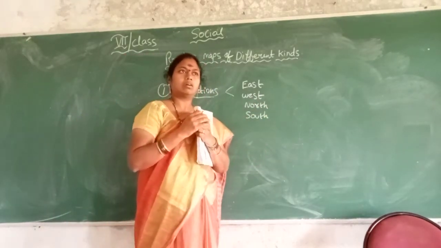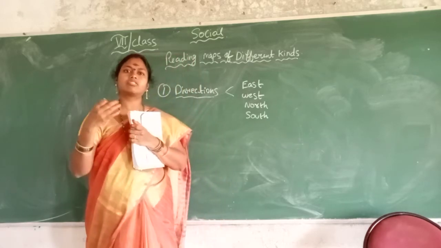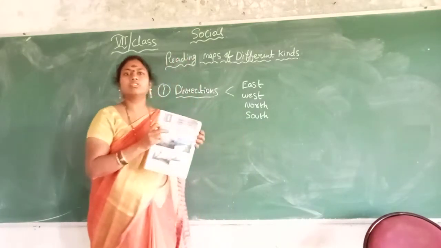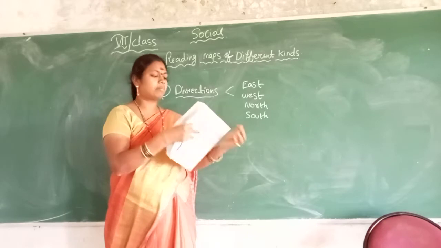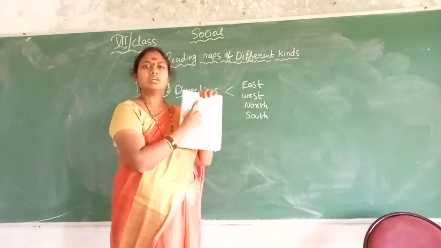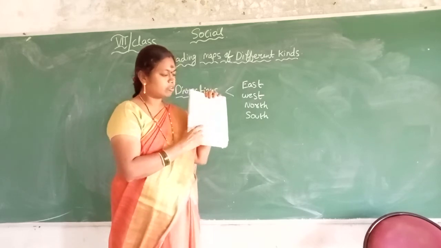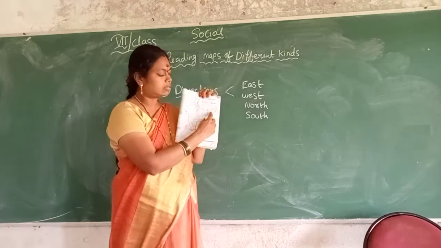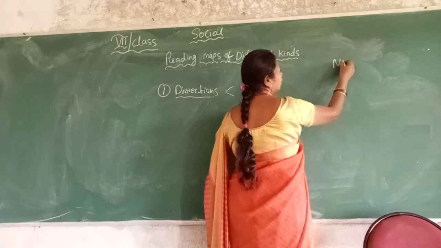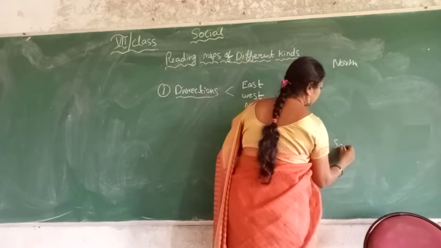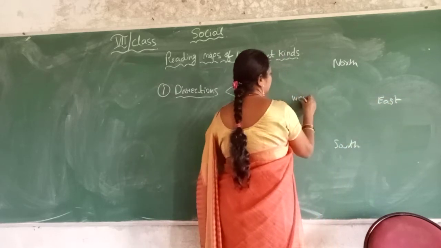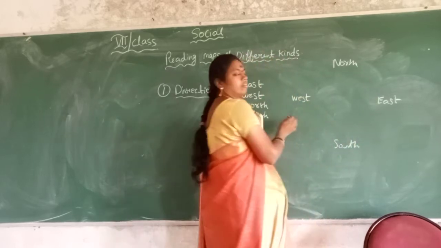In the map the directions are always fixed. In the outside world the directions will be changing, but in the maps they are always fixed. For example, if you see this map, on the top of the map you can always see north, whereas south is shown on the bottom of the map, the right side is east and the left side is west. In this way the directions are fixed in the map.